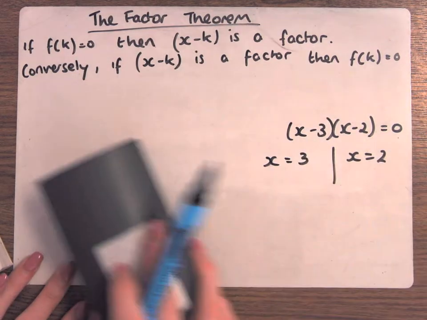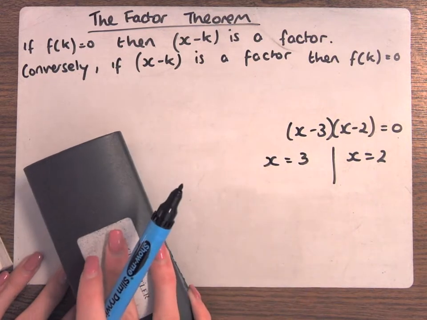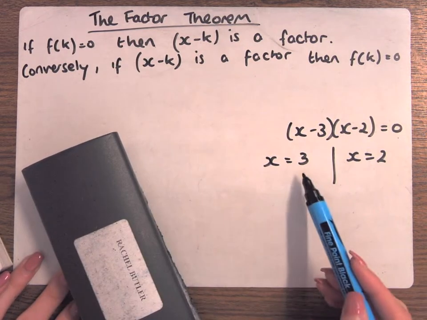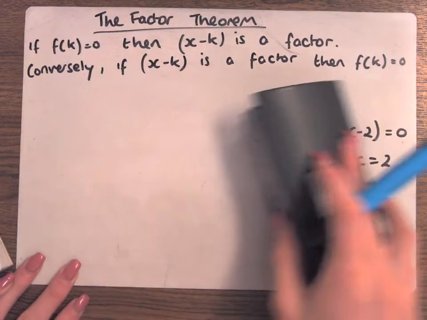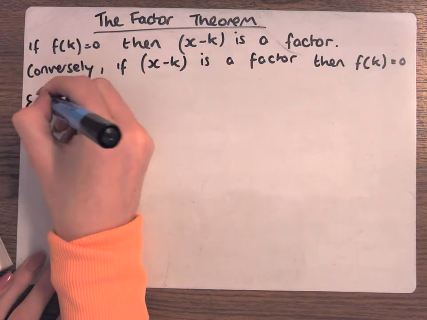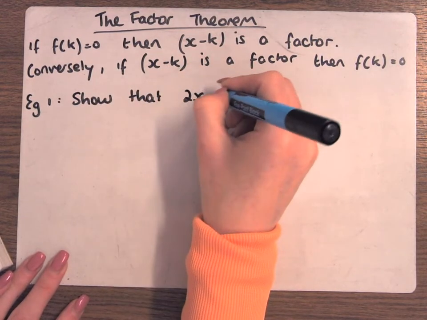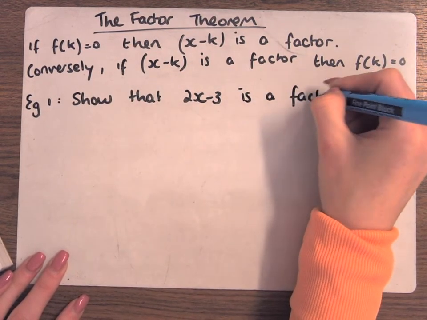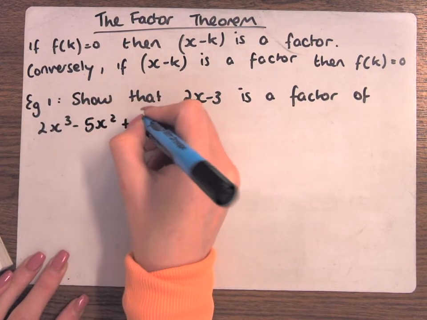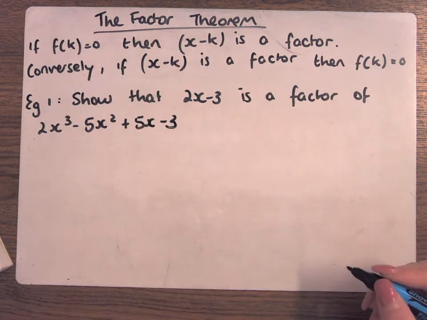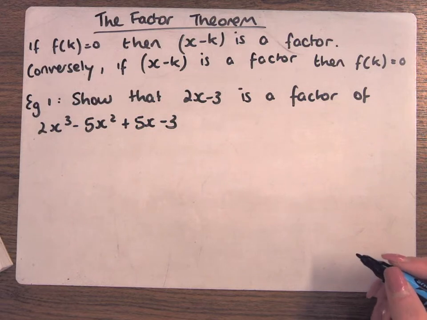So all you're looking at is the difference between this is factors and this is a root. If it tells you something is a factor, that means you can fill the root in and you will get 0. That's what we use the factor theorem for. So for example, show that 2x minus 3 is a factor of this cubic polynomial.